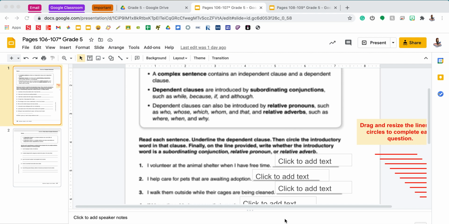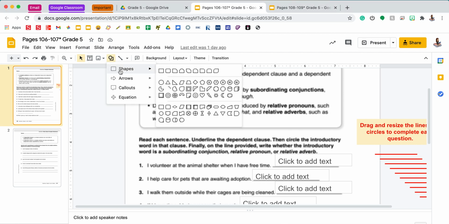So your first page, page 106, is looking at complex sentences. So again, a complex sentence contains an independent clause and a dependent clause. Dependent clauses are introduced by subordinating conjunctions, such as while, because, if, and although. Dependent clauses can also be introduced by relative pronouns, such as who, whose, which, whom, and that, and relative adverbs, such as where, when, and why.